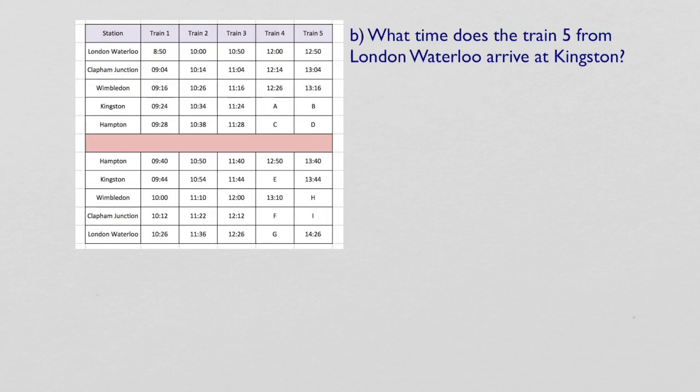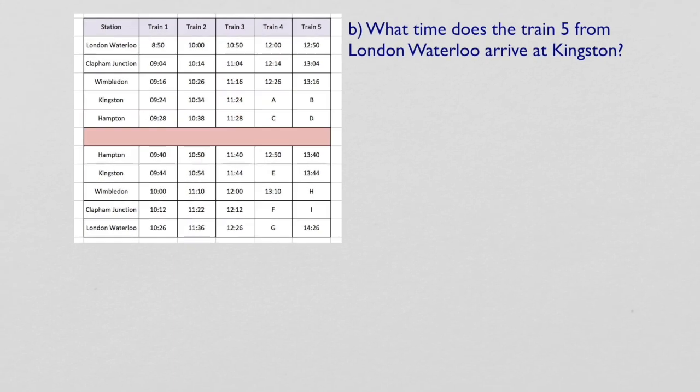For part B, the same pattern continues. Train 5 from London Waterloo, we need to find out when it arrives in Kingston. So train 5 leaves at 12:50, train 3 leaves at 10:50, so there's a 2 hour difference. So when train 3 arrives in Kingston at 11:24, we can assume that train 5 will arrive in Kingston 2 hours later at 1:24 or 13:24.